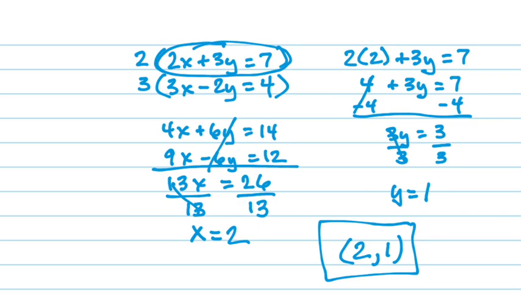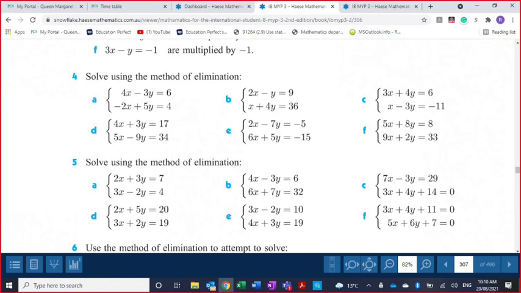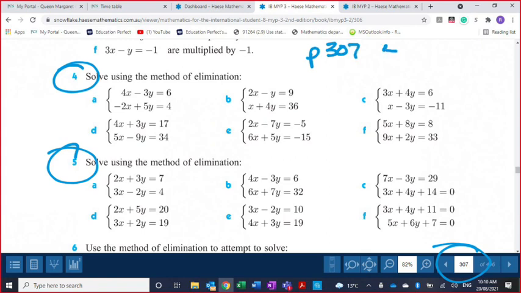So sometimes you might have to multiply both equations by something in order to get opposites. Okay, so again, you're going to be working on your snowflake if you want to work on some of these. The best ones to do here are going to be numbers 4 and 5, and that's on page 307. So page 307, number 4 and number 5 would be great ones to practice with because they don't have opposites already. You're going to have to create some opposites.